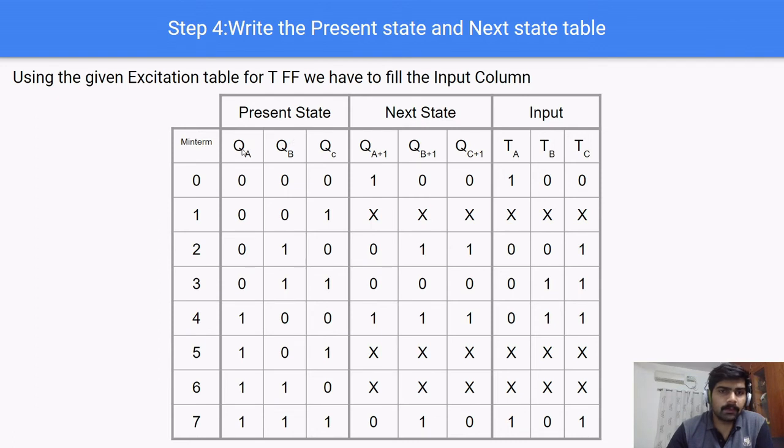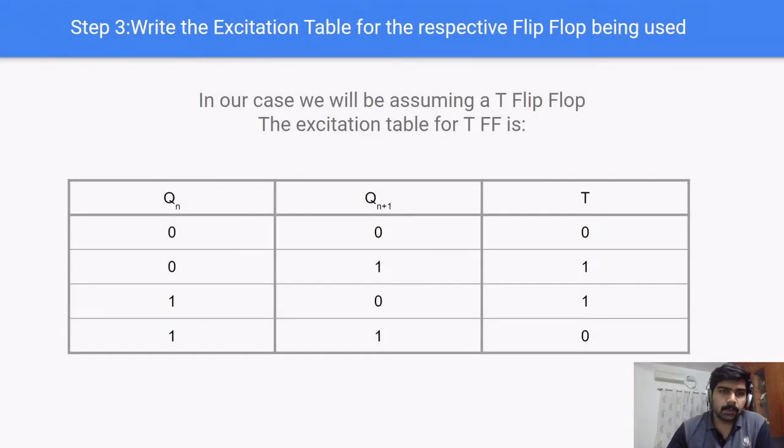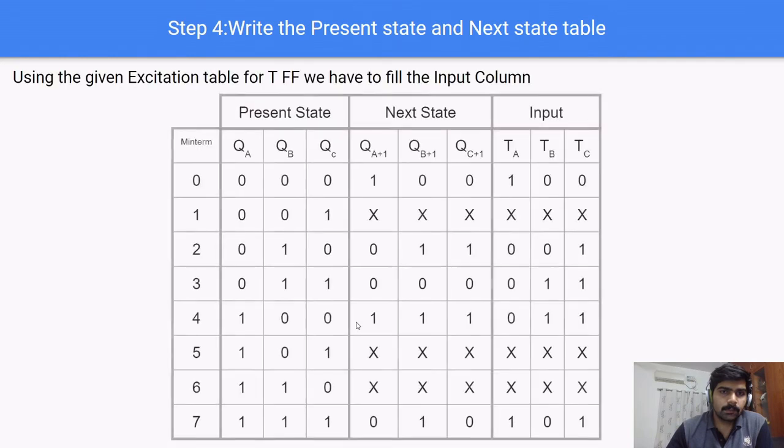Moving on, now we have to compare the columns in the present state and the next state with respect to our excitation table, which we saw previously over here. We have to remember that 0, 0 is 0, 0, 1 is 1, 1, 0 is 1, and 1, 1 is 0. Remembering this table, we will move on to compare each column with its corresponding next state. We start with QA and QA plus 1. So 0, 1 will be 1.